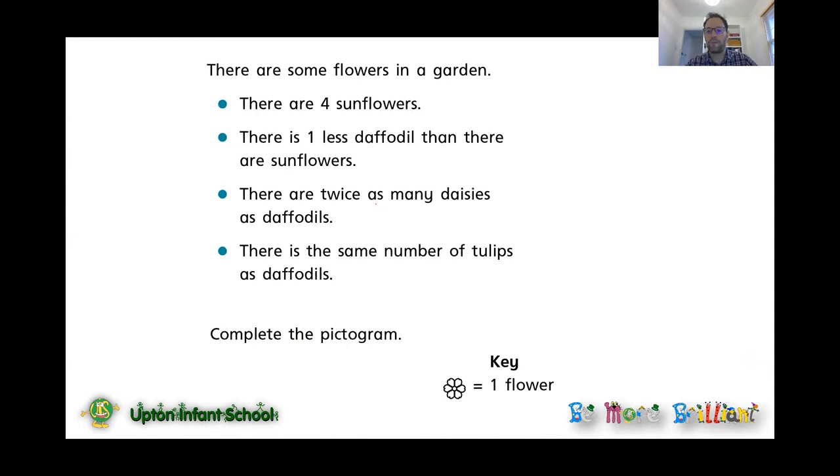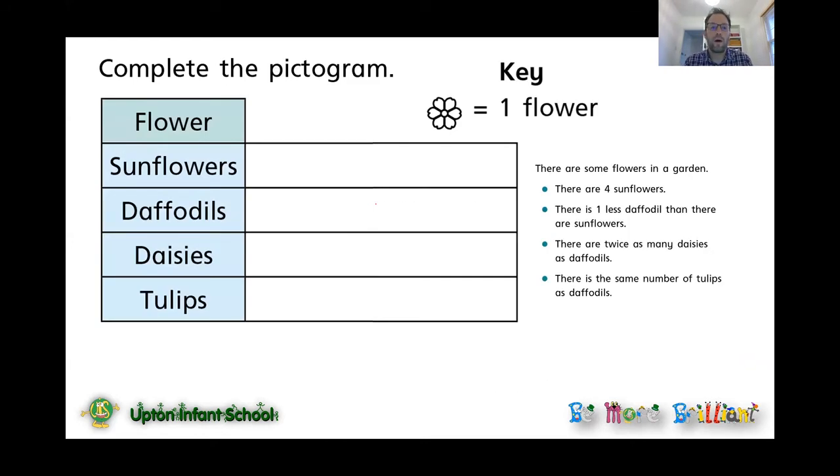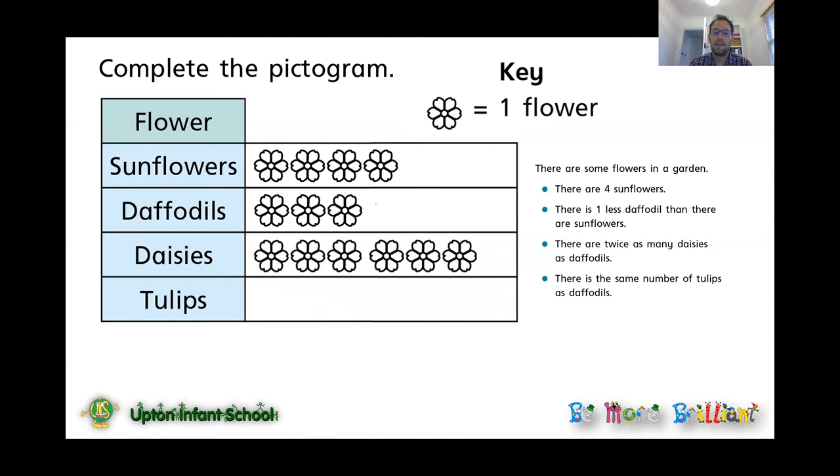Okay, how do we get on with that? Well, here's one that I've started and we'll just complete this together. So let's look at that information. The first piece of information that we had was there are 4 sunflowers. So I can show that by drawing 4 flowers. Then it says there is 1 less daffodil than there are sunflowers. So if there's 4 sunflowers, I need to draw 3 daffodils. Then it says there are twice as many daisies as daffodils. So twice as many, that's multiplying by 2, isn't it? So there are 3 daffodils, so there are 3 times 2, which is 6 daisies.